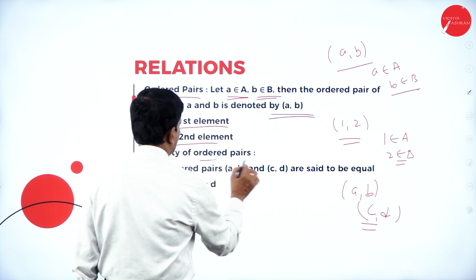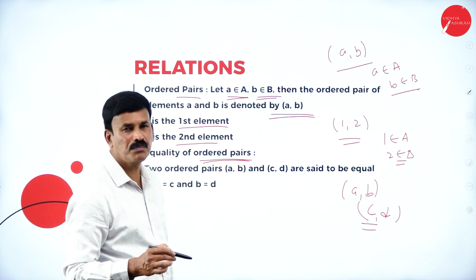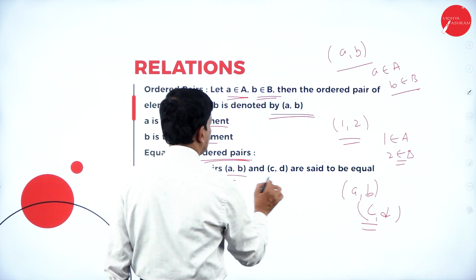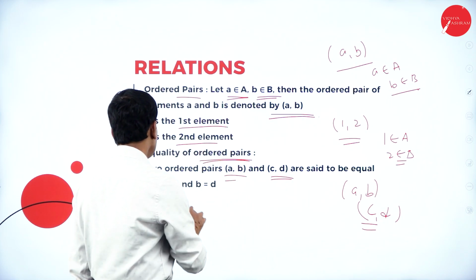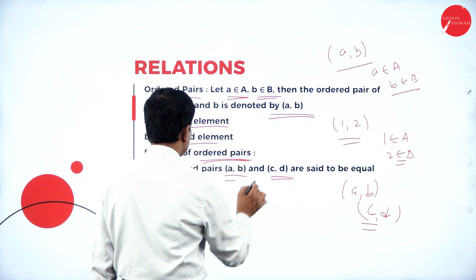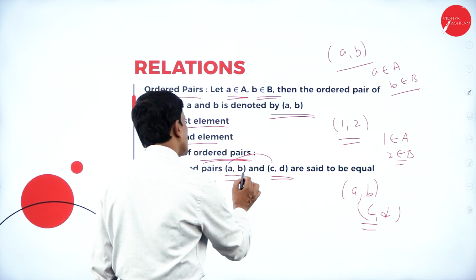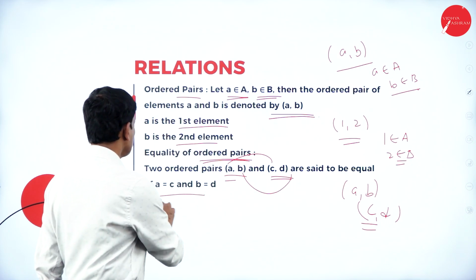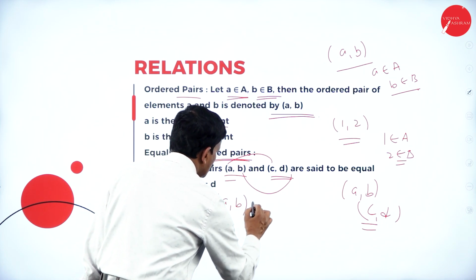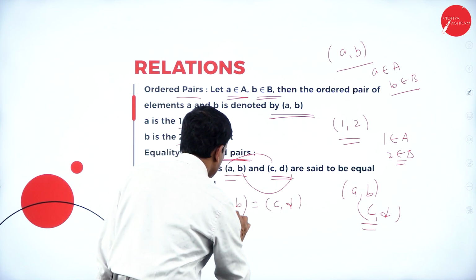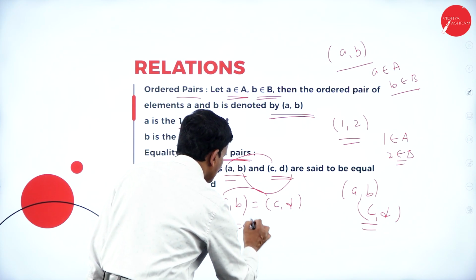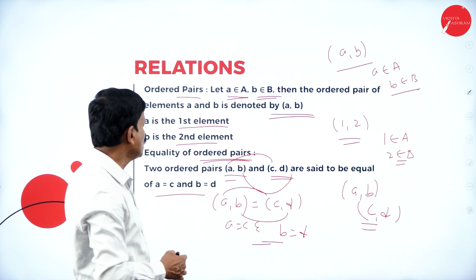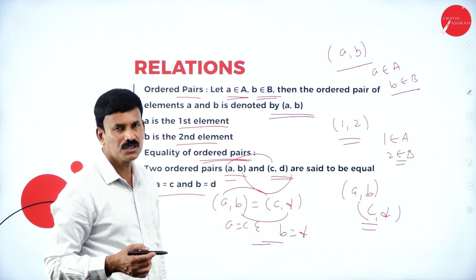Now, equality of ordered pairs. When do you say two ordered pairs are equal? Two ordered pairs (a, b) and (c, d) are said to be equal if and only if the corresponding elements are equal, the first element is equal to the first and the second element is equal to the second. That is, if a is equal to c and b is equal to d, then these two ordered pairs are said to be equal.